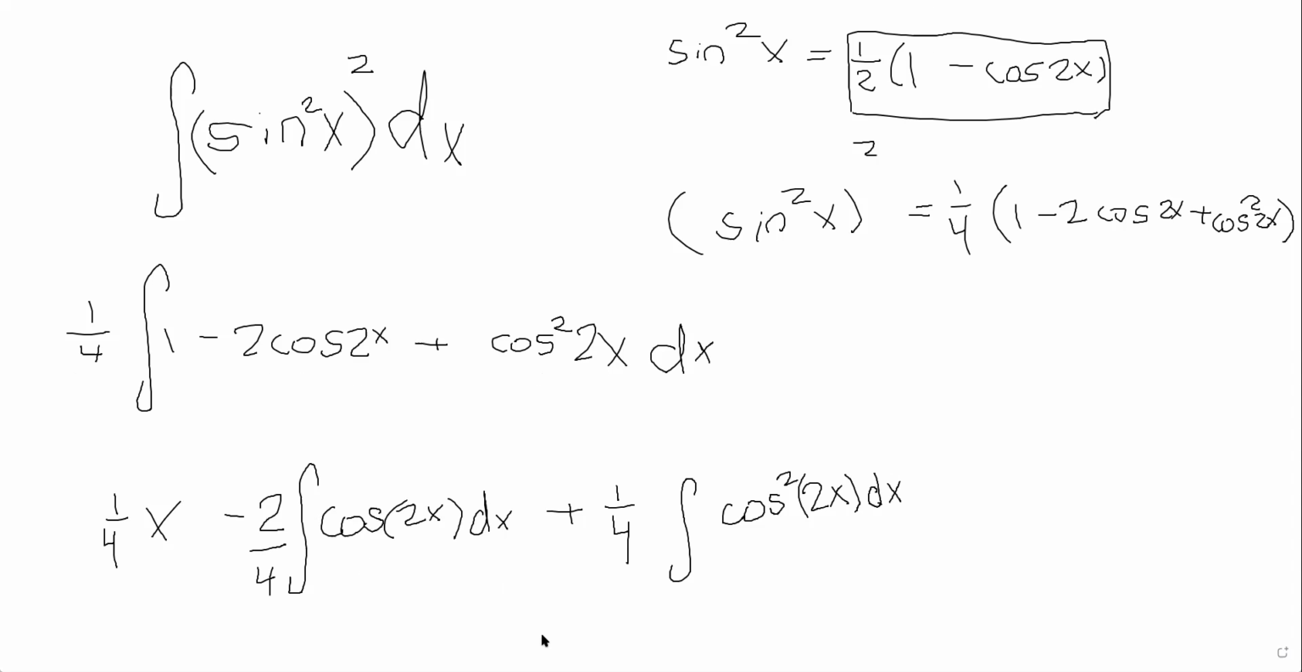Yeah, so I was going to try and do that after I integrated all three of them, but I'll just do that right. So it'll just be x over 4, and then minus cosine 2x over 4.